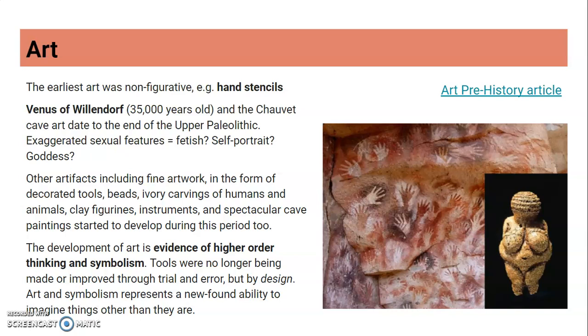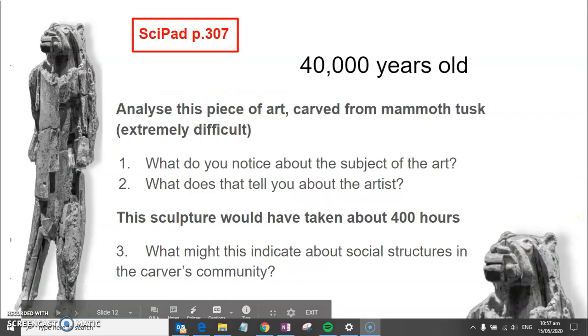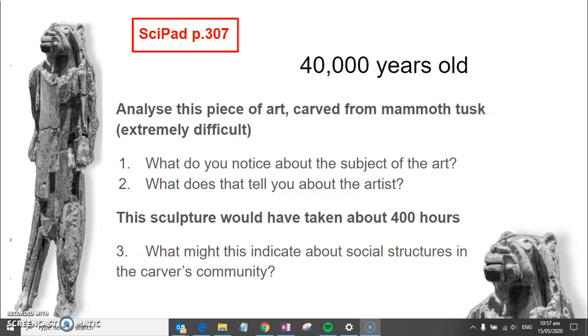It's all quite interesting. Other artifacts include fine artwork in the form of tools, decorated beads, ivory carvings of humans and animals, clay figurines, instruments, and spectacular cave paintings. The development of art is evidence of higher order thinking, so that's quite an important connection to make. Art and symbolism represent a newfound ability in this period to imagine things other than they are. And we're going to see an example of that next. Here it is. Join me in part 2 to find out more.